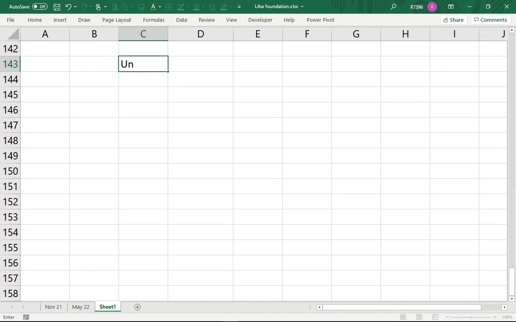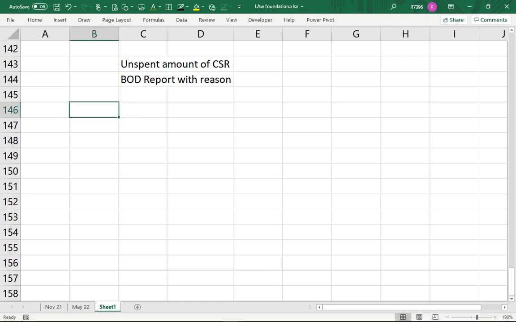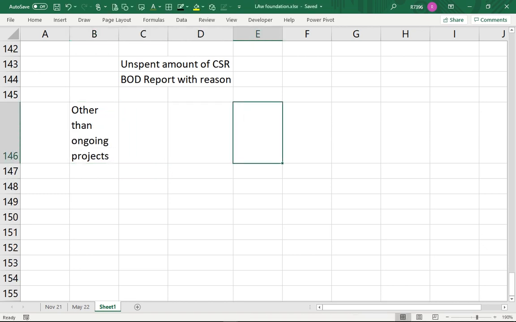So unspent amount of CSR. So point number 1 is obviously it will be disclosed in the board report, board of directors report with reasons, that is there. But apart from that, two more points are there. First point, we have to categorize this CSR into 2 points. First, other than ongoing projects. Now what is ongoing project? That definition is actually provided in the definitional part. Second is whether money is related to ongoing projects.